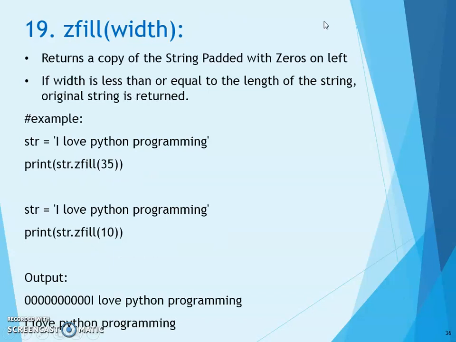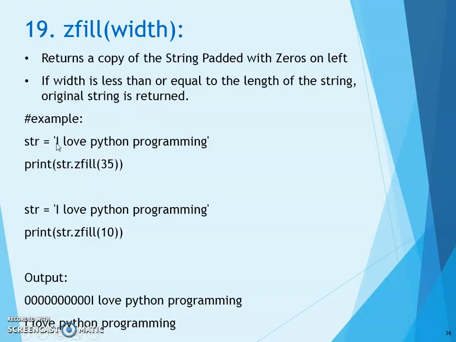Next is zfill with width as a parameter. This will return us a copy of the string padded with zeros on the left hand side. Zeros, and this is padded, that is filled with zeros. If the width is less than or equal to the length of the string, then the original string will be returned.